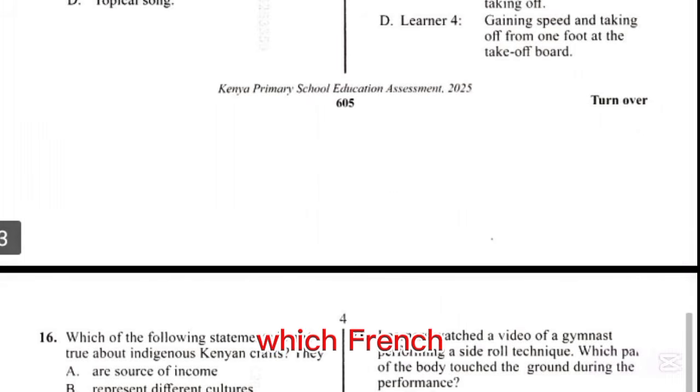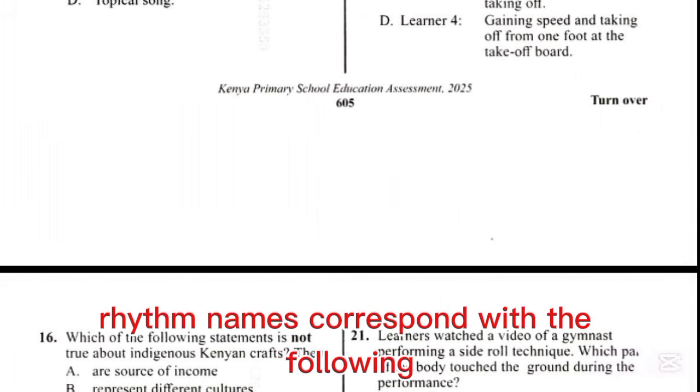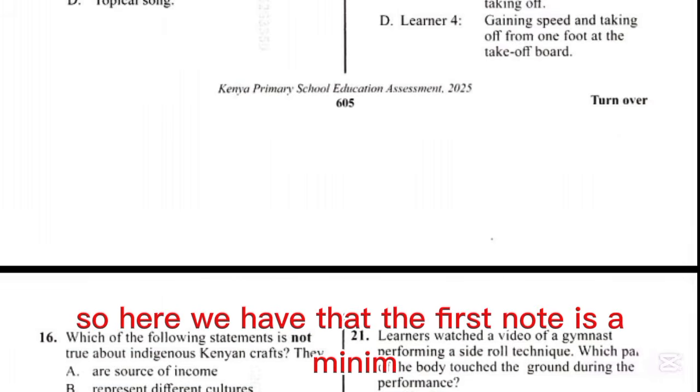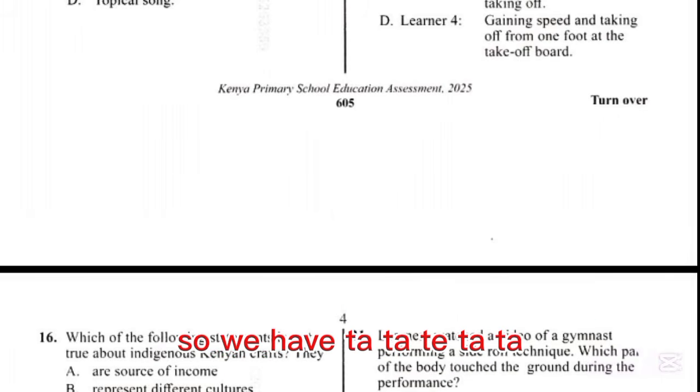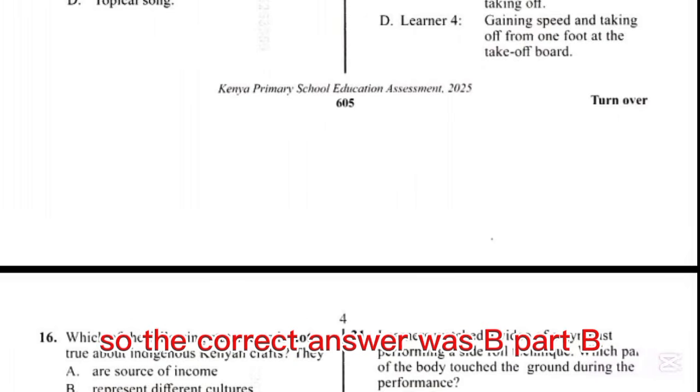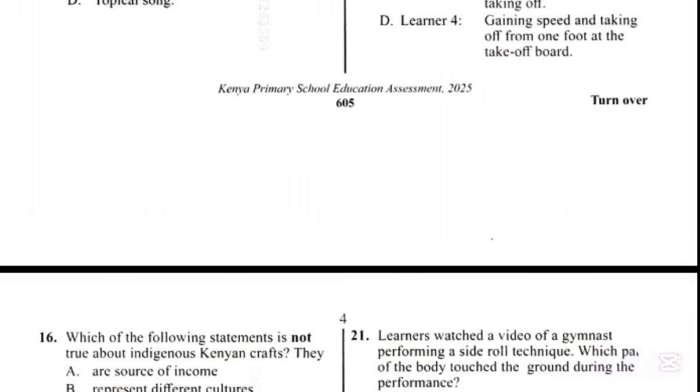Question 17. Which French rhythm names correspond with the following rhythm patterns? So here we have that the first note is a minim, we have grouped quavers, we have crochet and crochet. So we have ta, tate, ta, ta. So the correct answer was B, part B.